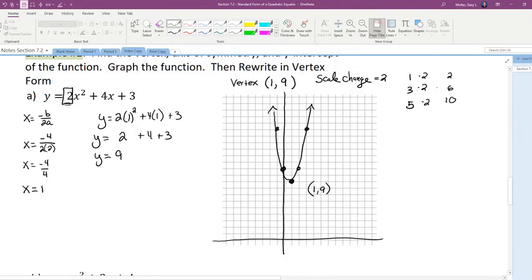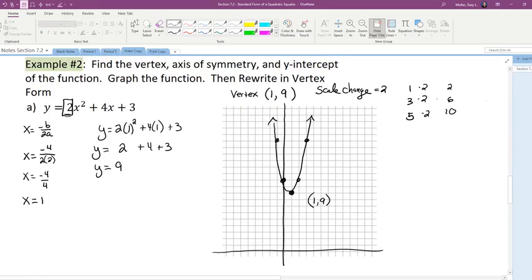Okay, so a little more work because you have to calculate the vertex. But once you know the vertex, then we just follow the pattern as we have done in the past. All right, let's see what it asked me to do. It asked me to find the vertex. Check. The axis of symmetry. Okay, that's just the vertical line.